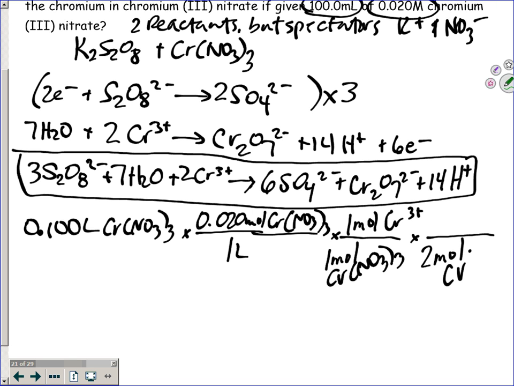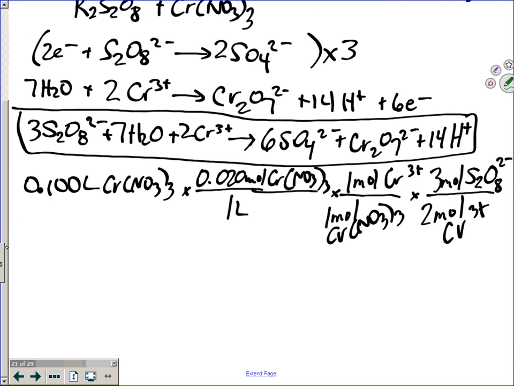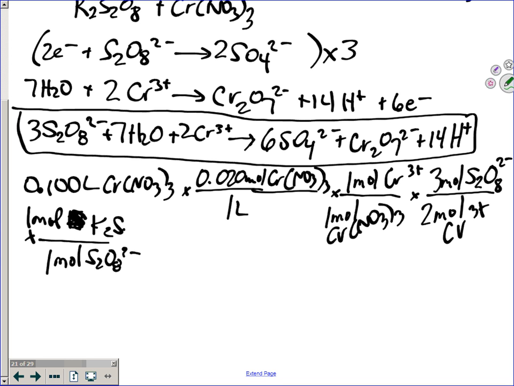So I'm in chromium 3 plus, and then what? 2 moles of chromium 3 plus for every 3 moles of peroxydisulfate. Okay, so are you guys following me from here to the chromium internal? And this is a mole ratio from my equation. Now I'm in peroxydisulfate. Where am I going? Potassium peroxydisulfate, right? So inside of potassium peroxydisulfate, how many peroxydisulfates are there? All right, so 1 mole of peroxydisulfate for every 1 mole of potassium peroxydisulfate. Also, just ignore that. I keep wanting to write charges too. Okay. Now we're in moles of potassium peroxydisulfate.